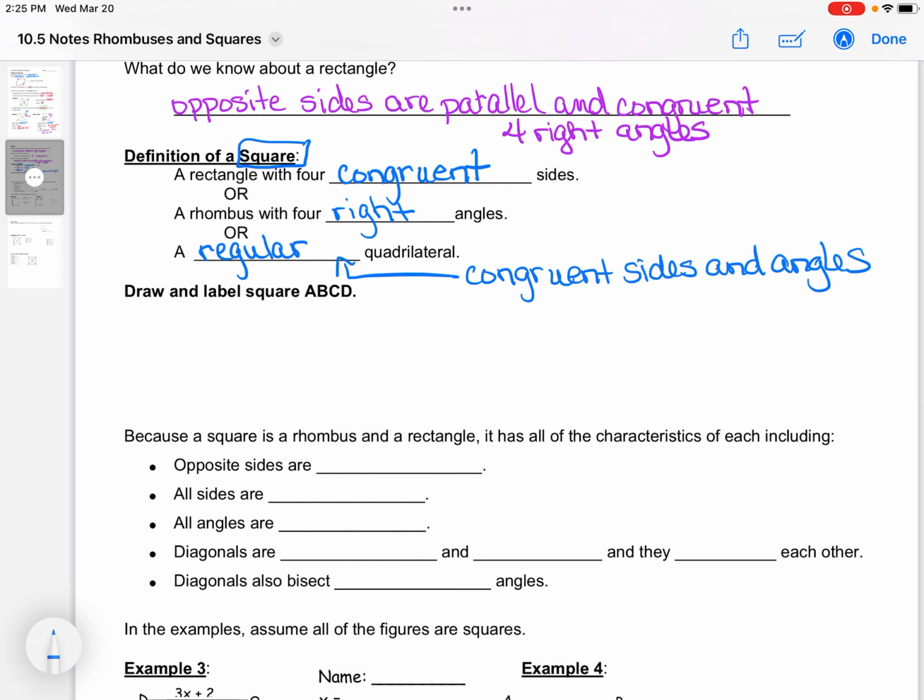All right. So let's draw and label a square A, B, C, D. So here's my try at a square. I wonder if it'll put it all together. Oh, look at that. Not bad. Okay. We're going to call it A, B, C, D.